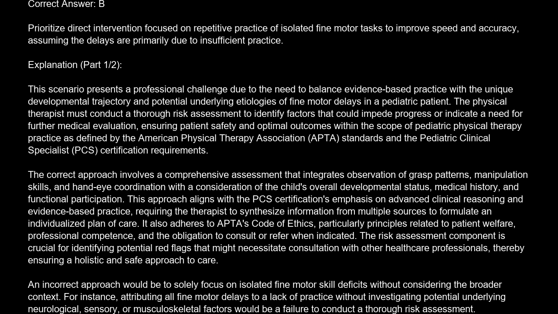This approach aligns with the PCS certification's emphasis on advanced clinical reasoning and evidence-based practice, requiring the therapist to synthesize information from multiple sources to formulate an individualized plan of care. It also adheres to the APTA Code of Ethics, particularly principles related to patient welfare, professional competence, and the obligation to consult or refer when indicated. The risk assessment component is crucial for identifying potential red flags that might necessitate consultation with other healthcare professionals, thereby ensuring a holistic and safe approach to care.